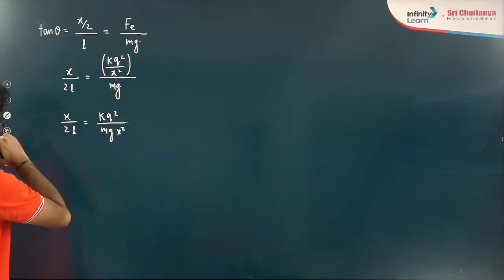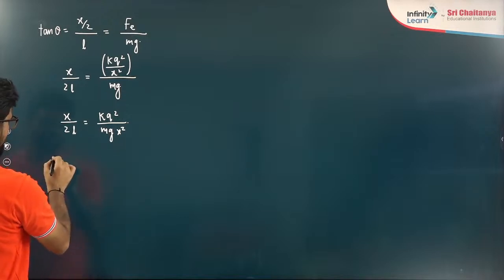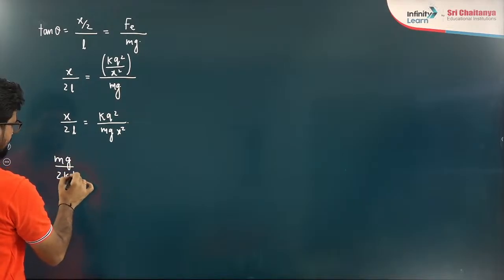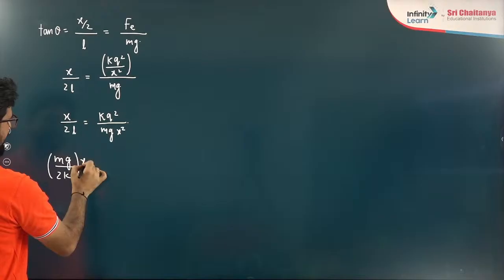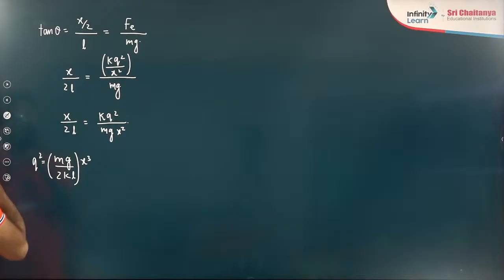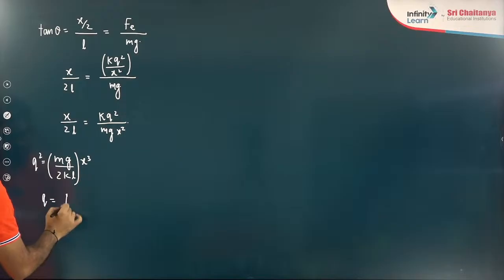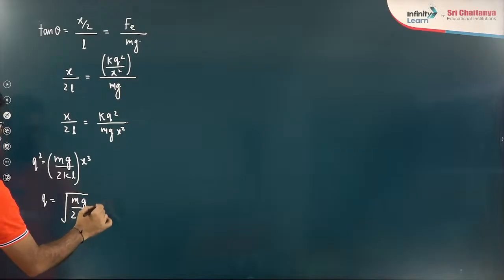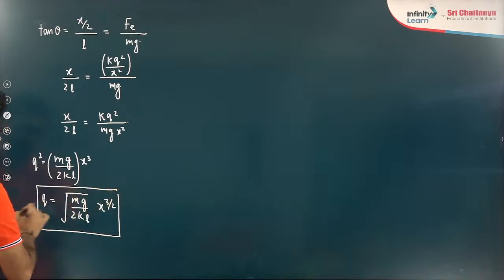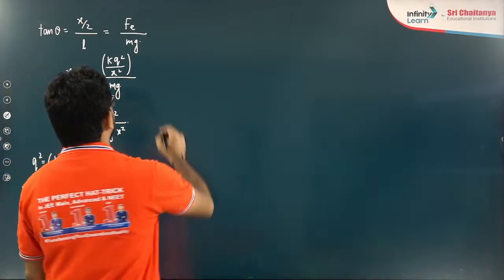Try to understand. So what you can say? You can say, sir, this becomes mg by 2kl into x cube is equal to q square, or q value is equal to under root of mg by 2kl into x cube by 2, that means x to the power 3 by 2. We can write this q value. Please see this part and understand whether it is clear to you or not.